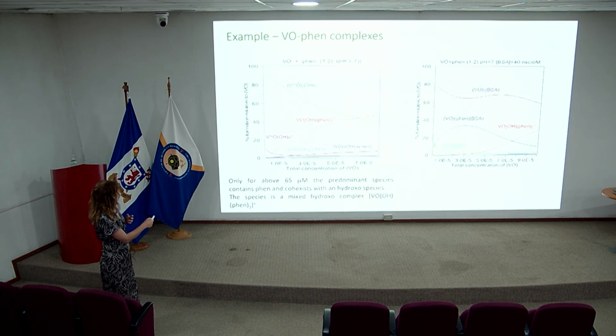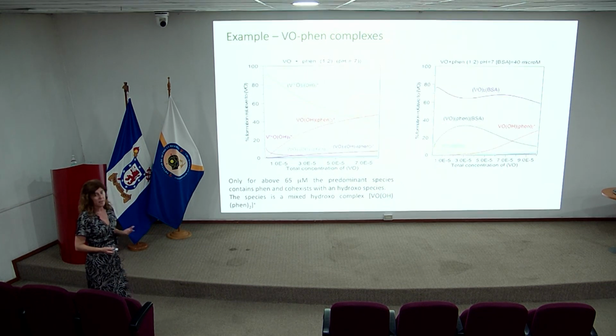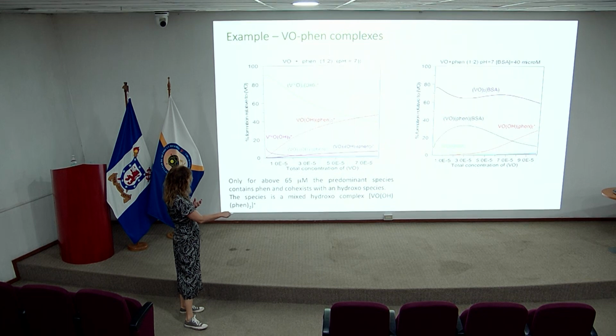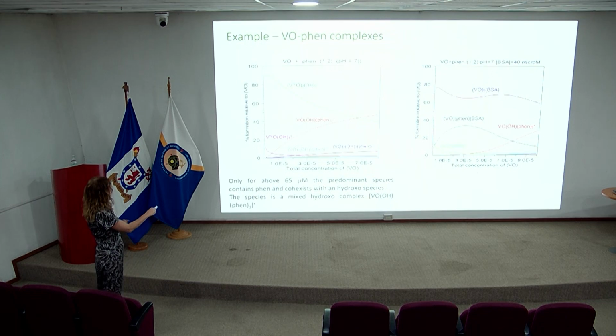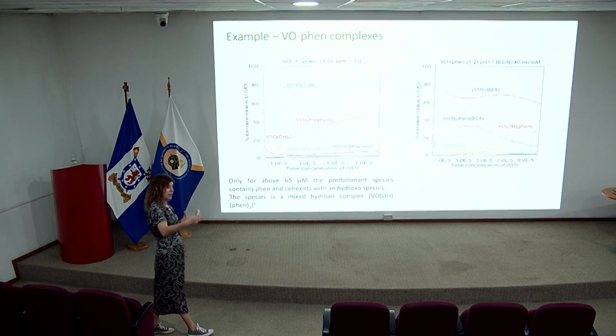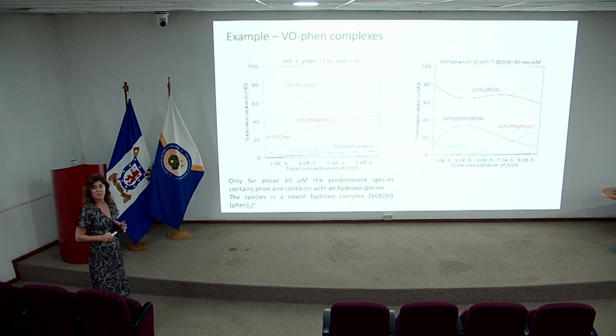So first we could see that if we mix vanadium 4 with phenanthroline at a 1:2 ratio at pH 7, in fact, we do not have the vanadium with 2 phenanthrolines. What we have in solution, depending on the concentration, from 10 to 100 micromolar, is mostly vanadium hydroxide, okay? Some vanadium with 2 phenanthrolines, but it's a complex that contains a hydroxyl group, okay? So no vanadium with 2 phenanthrolines in solution.